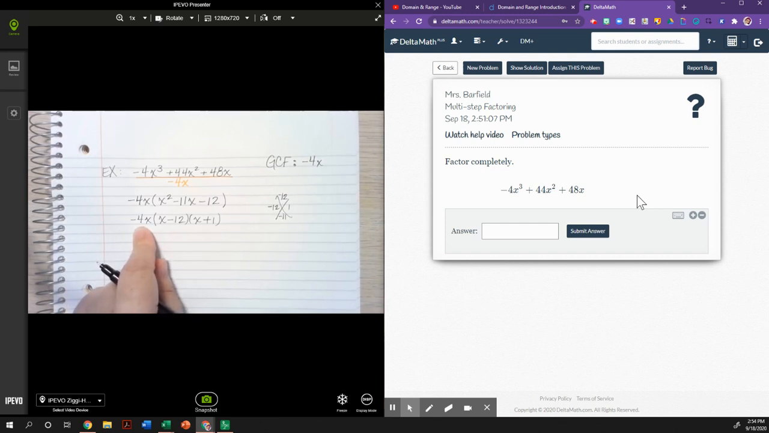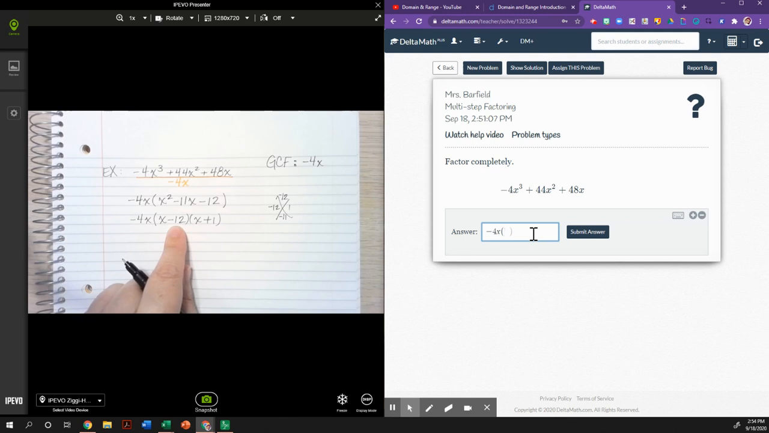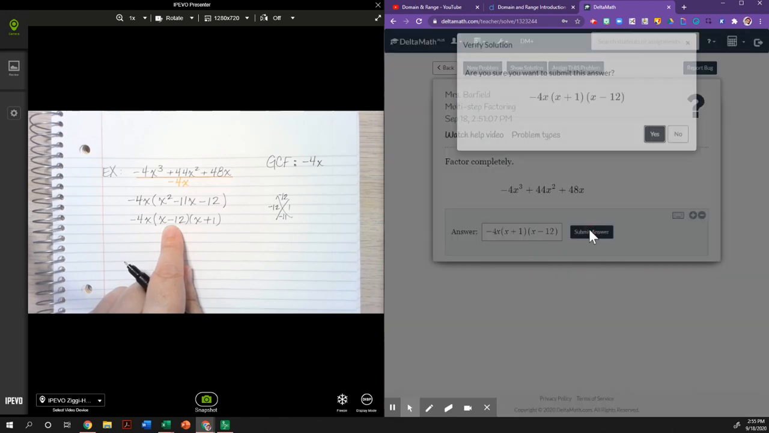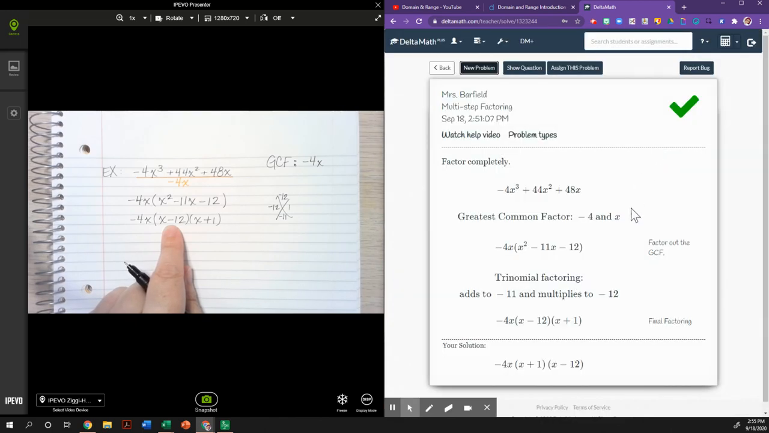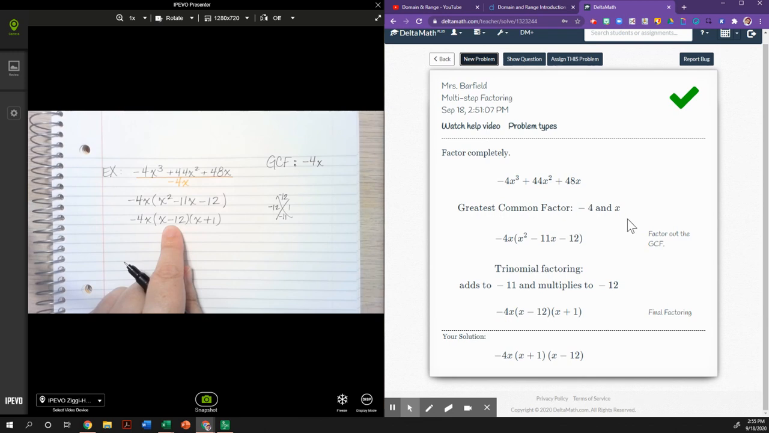Now, negative 4x, parentheses. Remember, I can type x plus 1 first, even though it's not my answer first. It could be in yours. Then x minus 12, close the parentheses. Submit my answer, and there you go. Same thing, he took the greatest common factor as being negative 4.